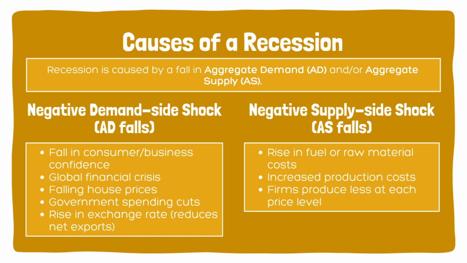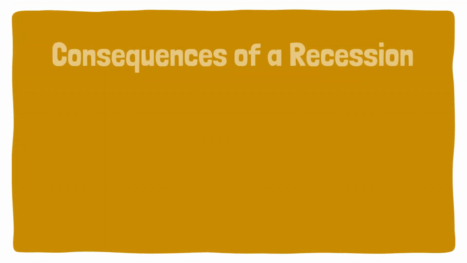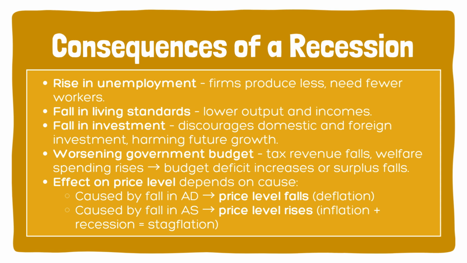Government spending may also fall, or exports may decline if the exchange rate rises and makes goods more expensive abroad. A recession may also occur due to a decrease in aggregate supply, such as a rise in fuel or raw material costs that increases firms' production costs and reduces output. Recessions have several negative consequences for an economy.